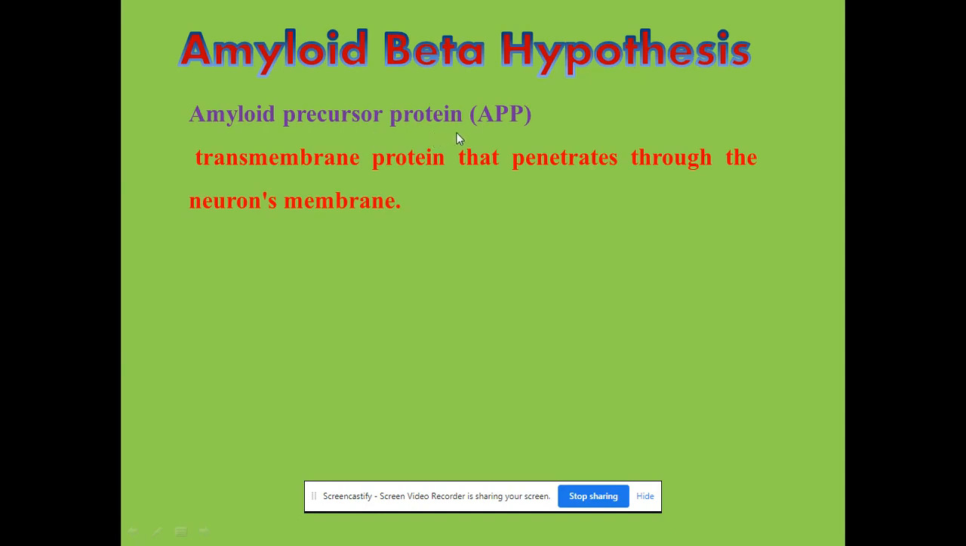So we will start with the amyloid precursor protein. What are they? They are transmembrane proteins which penetrate through the neuron membrane. So you should remember that they are present in the neuron membrane, and they are transmembrane proteins. Next, what are their uses? They are useful for neuron growth, for the survival of the neurons, and for the post-injury repair of the neurons.